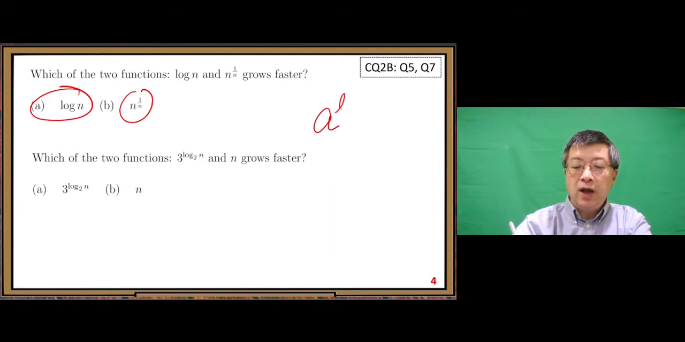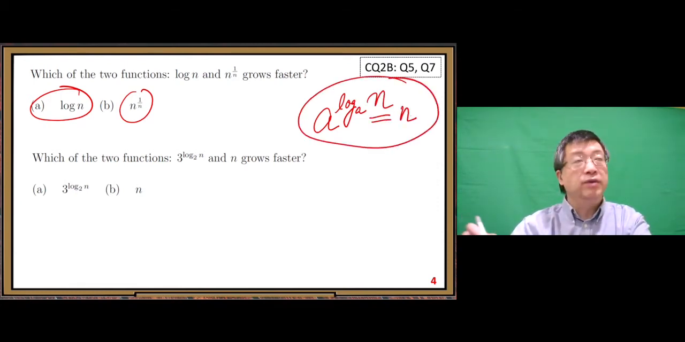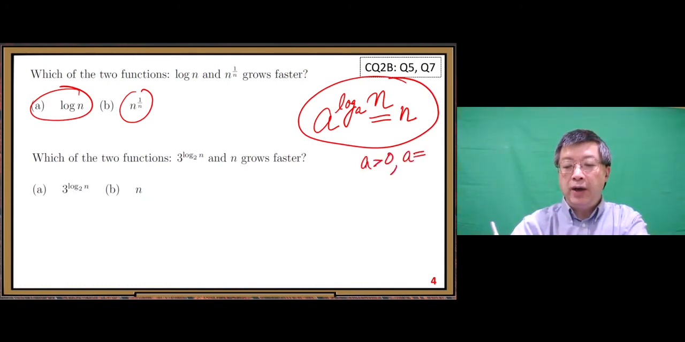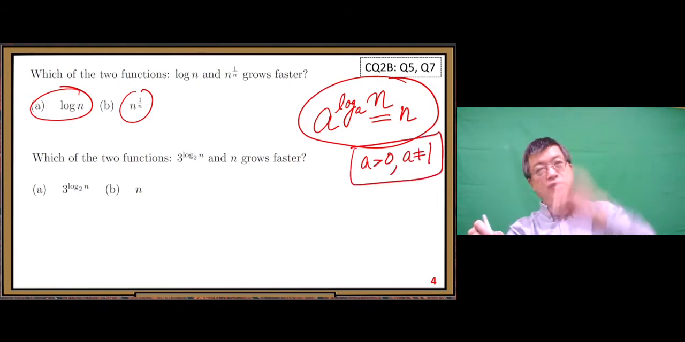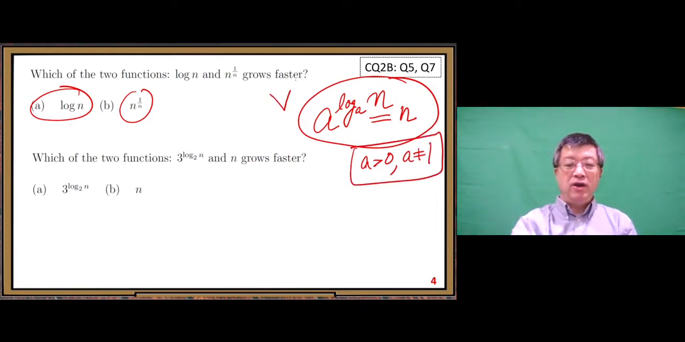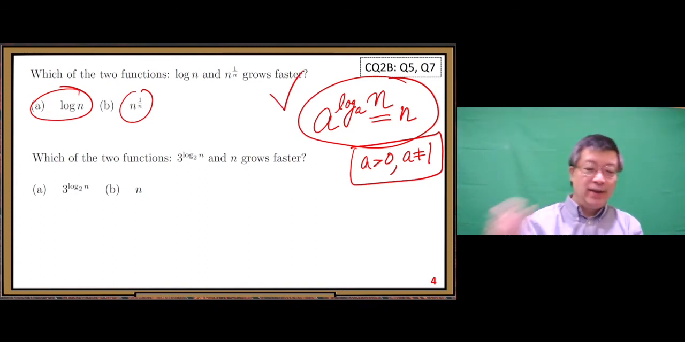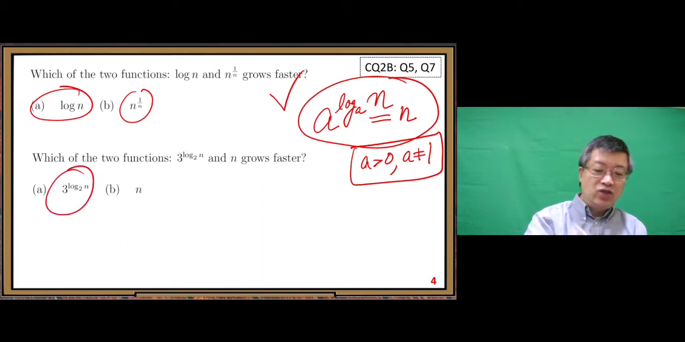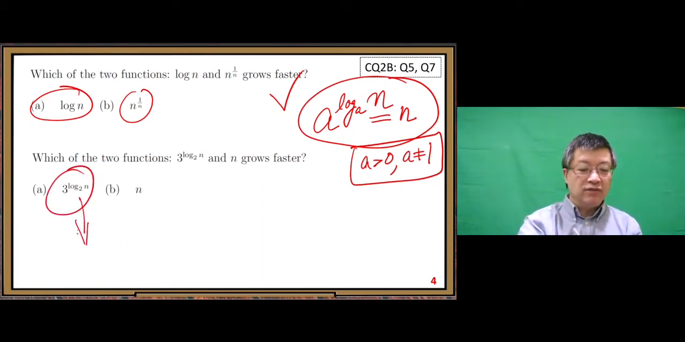The formula we use is a to the log base a of n equals n. The condition is a greater than 0, a not equal to 1. Keep in mind the condition; then we can use this formula, otherwise we cannot use it. Now let's try to simplify this function.